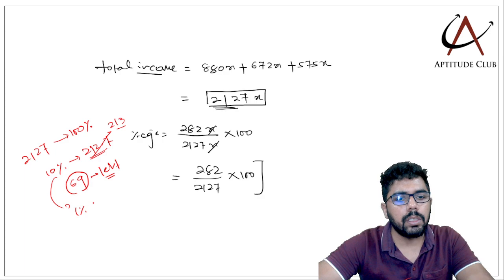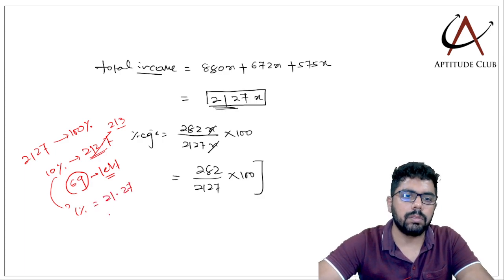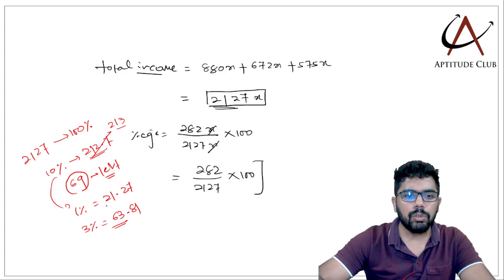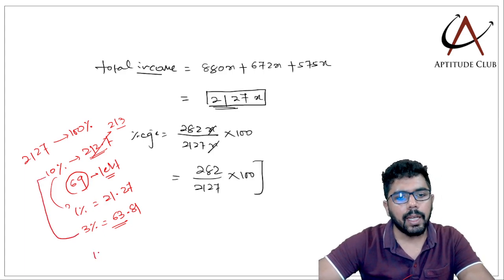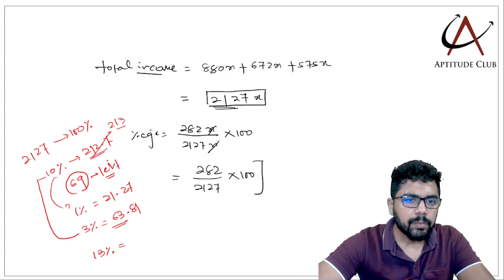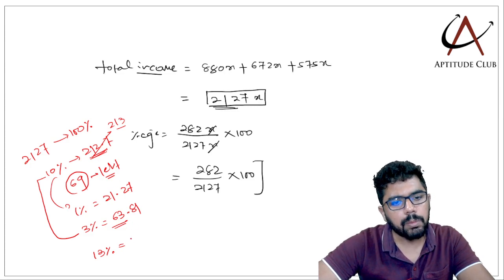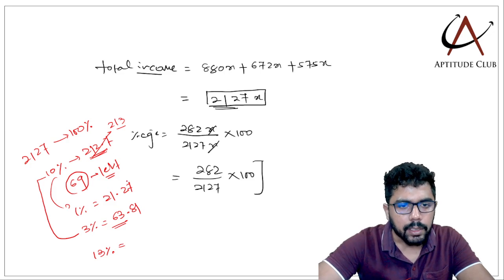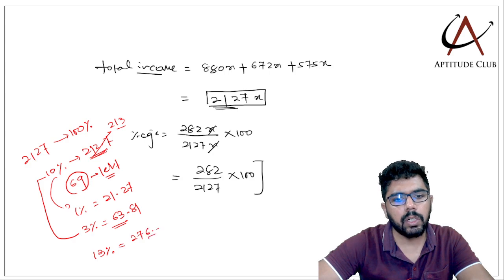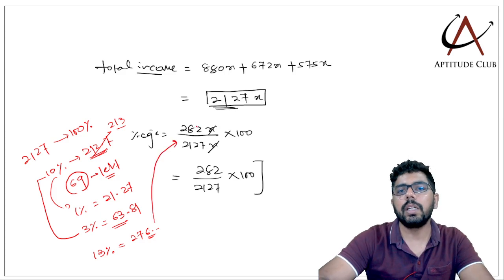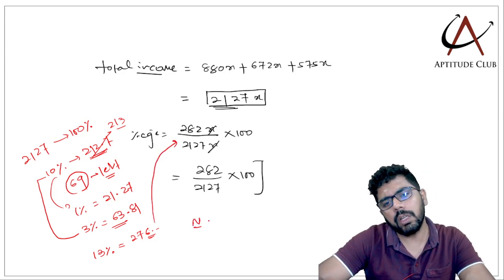Now 1% is 21.27. So 3% is almost around 63.81, which is close to 69. So if I'm adding 10% and 3%, I'm getting 13%, which is 212.7 plus 63, so 275, and this is 276 point something already. I can't go much beyond because it is 282. So roughly it should be around 13%.